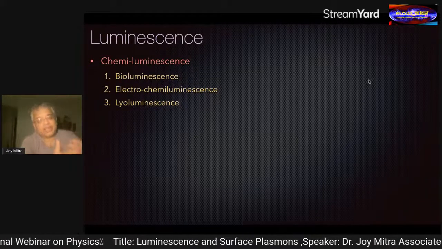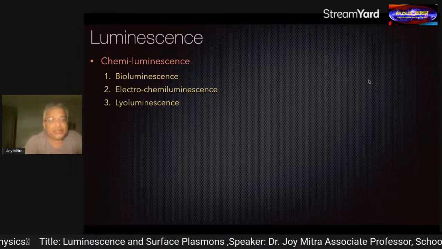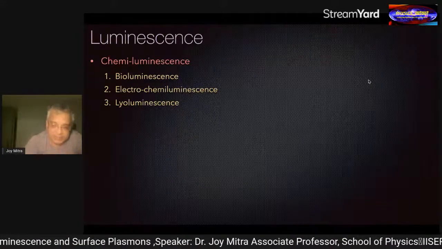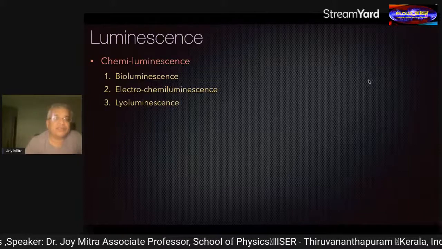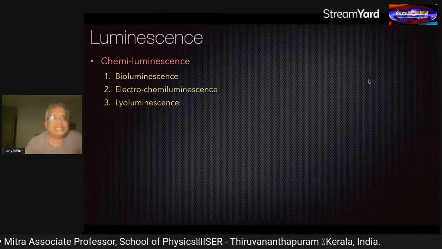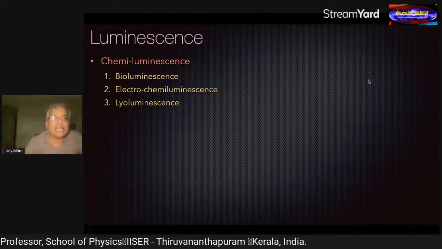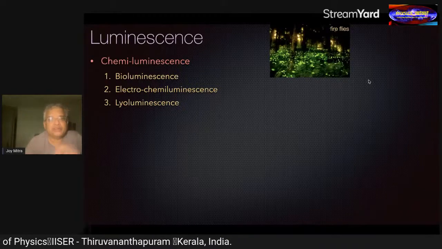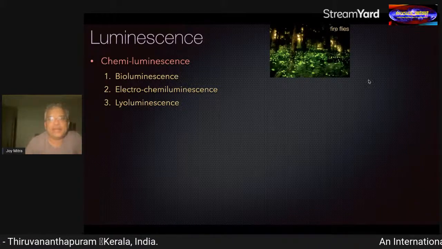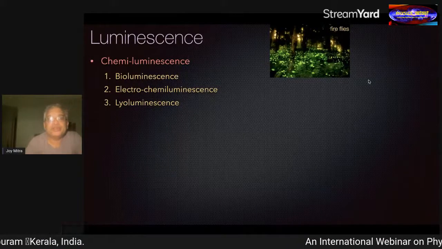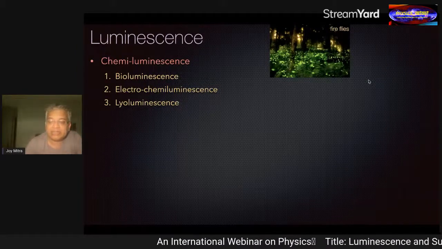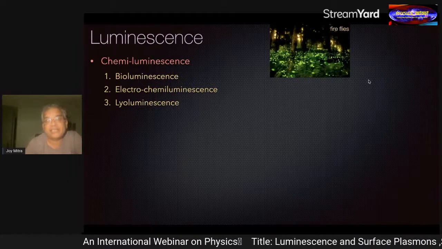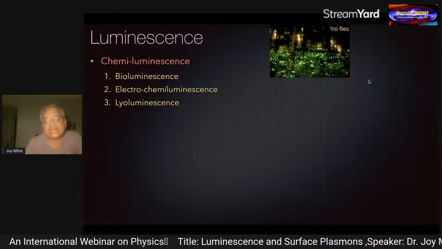So, what are the various sources of luminescence? So, there are some chemical sources of luminescence. Okay, and chemiluminescence can be further classified into bioluminescence, electrochemiluminescence, and lyoluminescence. And I'm going to briefly just tell you something about bioluminescence. I'm sure most of you, those in rural areas, not really in the cities, have seen fireflies. And fireflies obviously emit light.